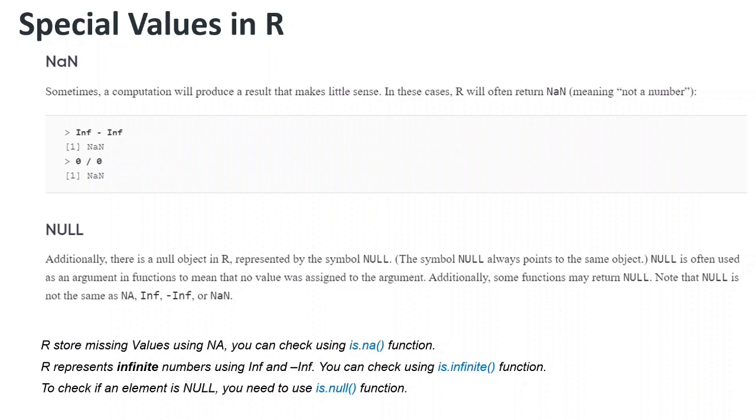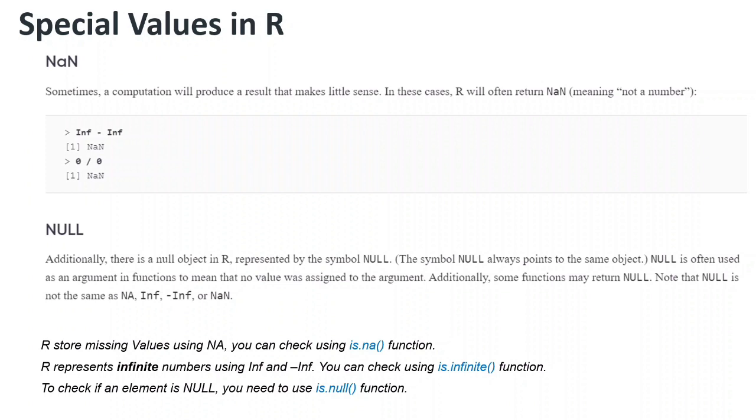For example, if you divide 0 by 0, it will give not a number. Or if you subtract infinity from infinity, it again doesn't mean anything and cannot be computed. You cannot represent it in a computer, so that is NaN.